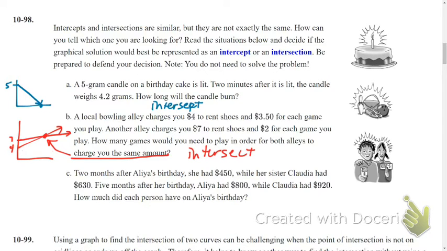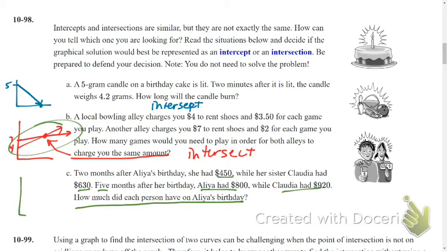Okay? And then the last situation, very similar to question B: 2 months after Aaliyah's birthday, she had $450, while her sister Claudia had $630. 5 months after her birthday, Aaliyah had $800, while Claudia had $920, right? So at first glance, one may think that this is probably going to be like situation B, where we're looking for when they're going to have the same amount, right? But that's not the question. The question is, how much did each person have on Aaliyah's birthday?